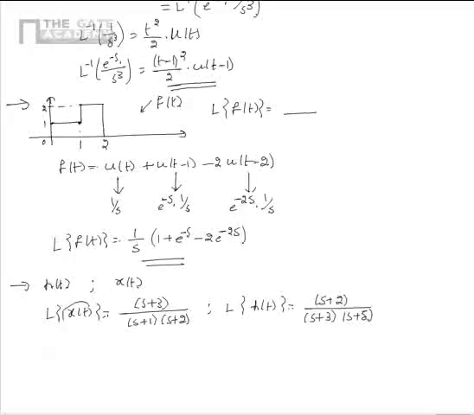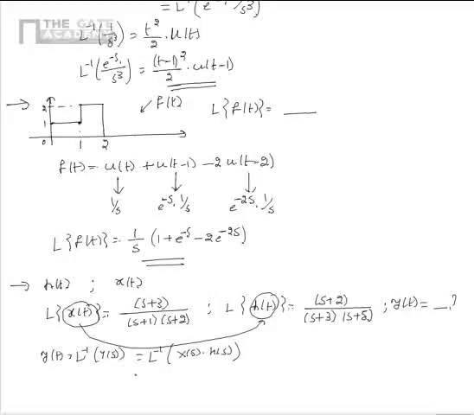If x of t is the input to a LTI system of impulse response h of t, we need to find the output y of t of the LTI system. So we know that y of t is equal to L inverse of y of s, that is equal to L inverse of x of s multiplied by h of s. So upon substituting for x of s and h of s, we get that y of t is equal to L inverse of 1 by s plus 1 multiplied by s plus 5.